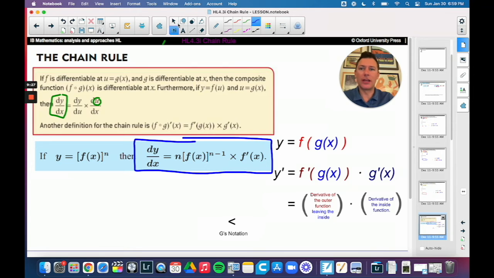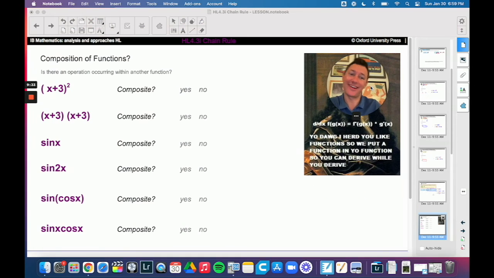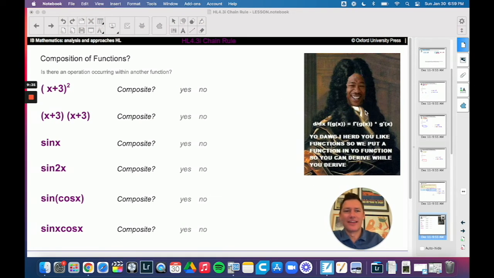Here's fancier notation. Let's try it out. Oh, maybe the hardest part, I think, is sometimes recognizing this.